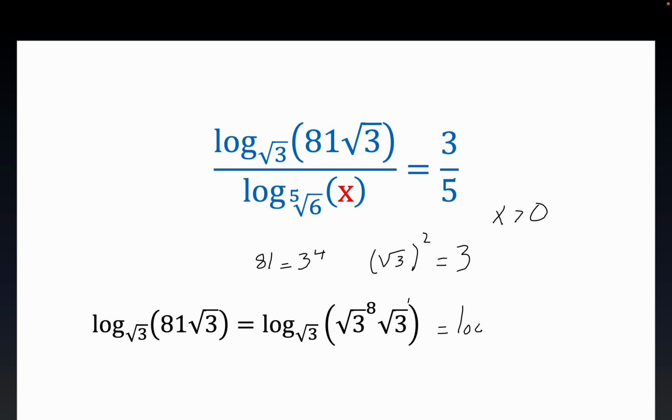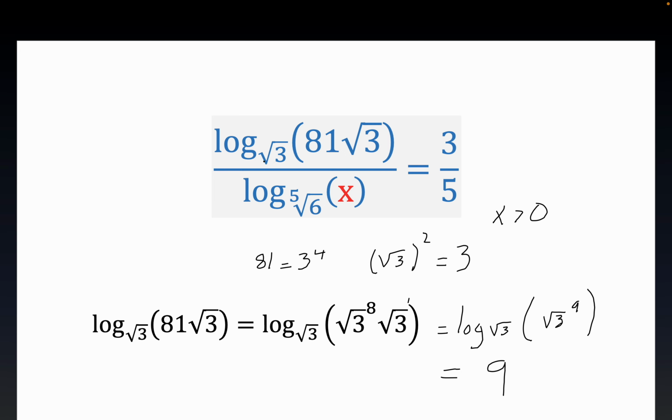root of 3, log base square root of 3 of square root of 3, and I'll omit the parentheses. And just the properties: the square root of 3 exponential and the square root of 3 base logarithm are inverses, so we get that this is equal to 9. So the numerator just works out nice.